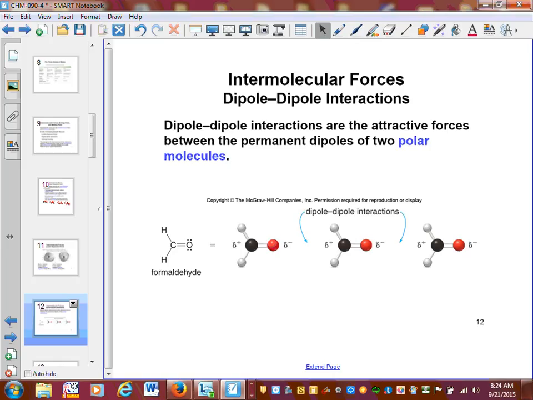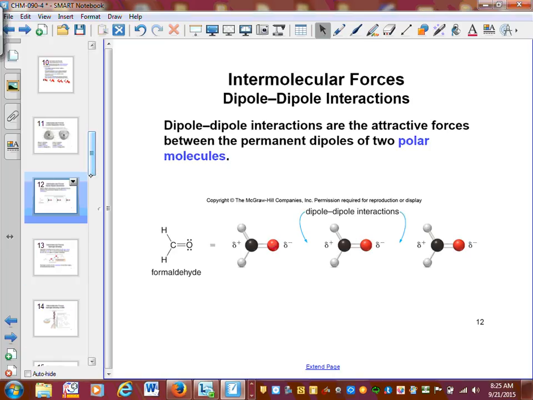So if I have two formaldehyde molecules, they're going to line up. A partial negative and a partial positive are going to be attracted to each other. These are stronger forces than London dispersion forces. Remember, the London dispersion forces were only temporary. Dipoles are permanent. They're always there. Formaldehyde, still a gas, much higher boiling point.